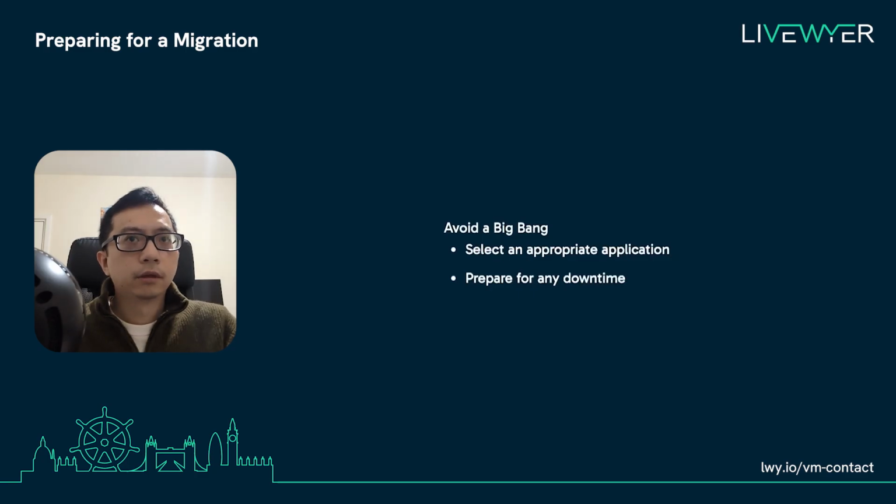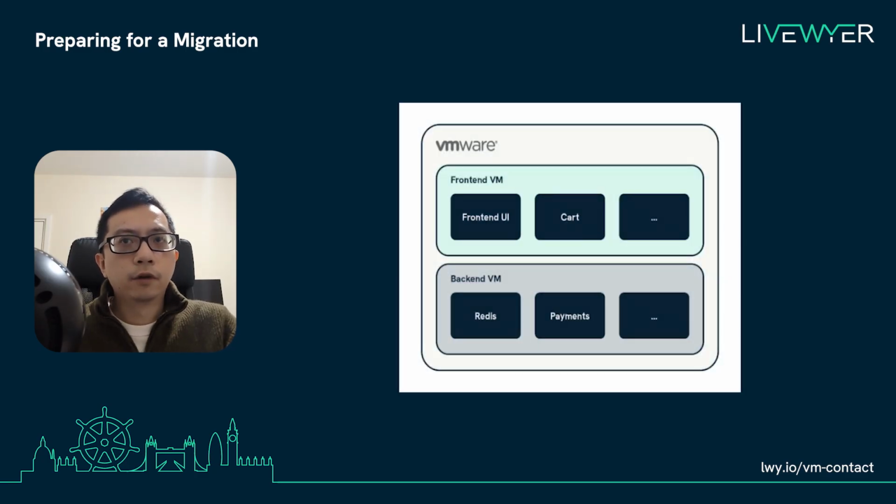Our demo application is deployed across two virtual machines, one to host the front-end services and the other to host the back-end services. We need to ensure these two VMs are ready for the migration. One thing you will need to do if you want to perform a warm migration is to enable the changed block tracking feature for the VM and each of its virtual disk.